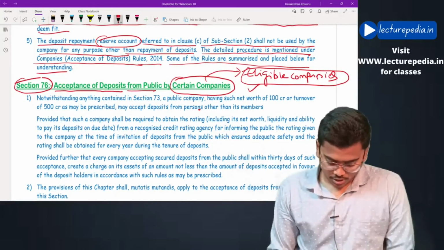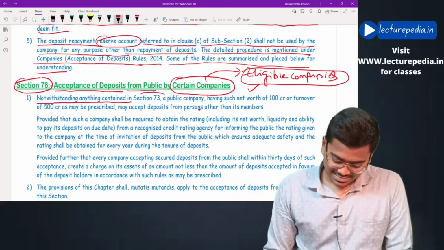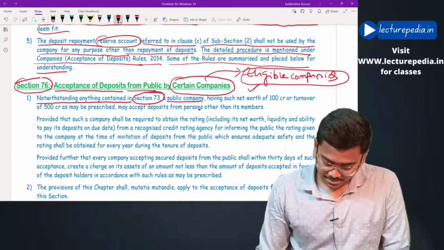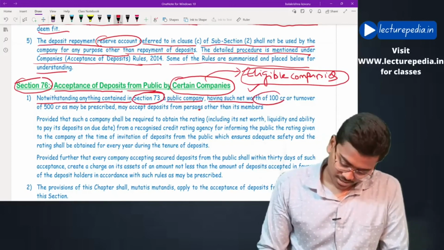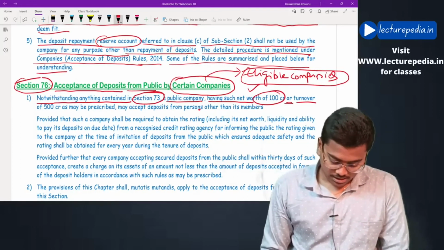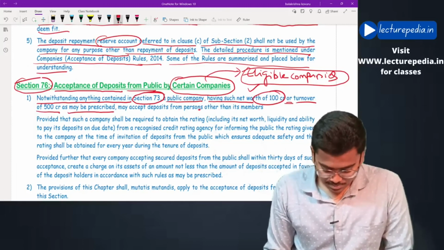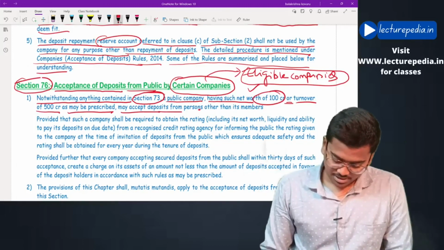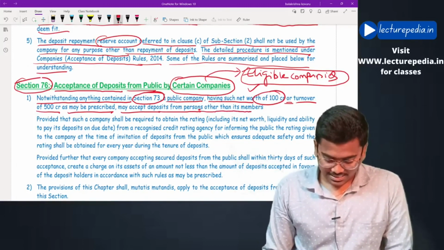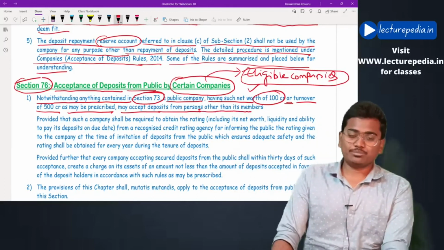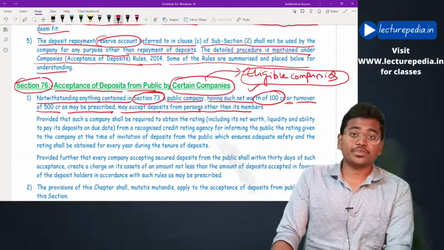Notwithstanding anything contained in section number 73, a public company having a net worth of 100 crore or turnover of 500 crore as may be prescribed may accept deposits from persons other than its members. Okay, that means it can accept deposits from the public.